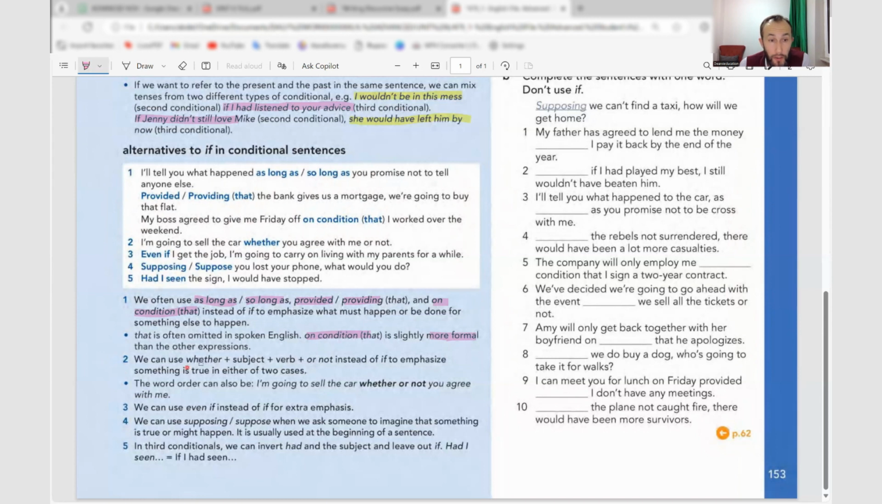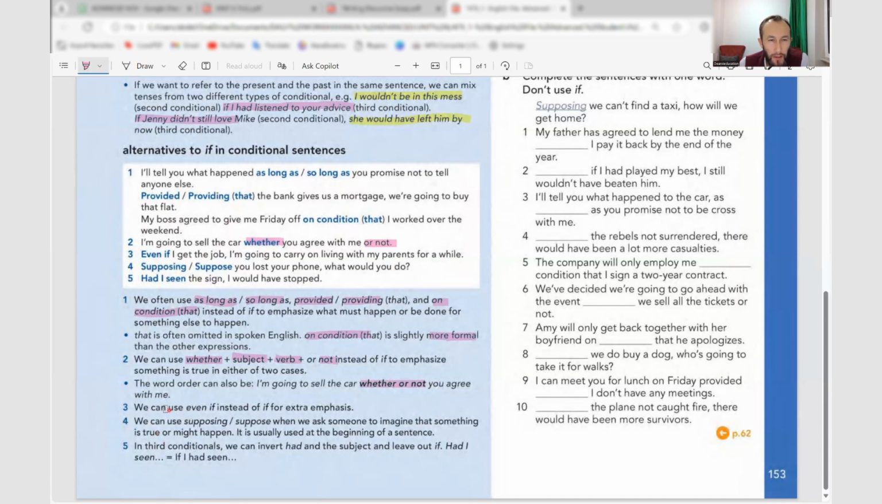Point number two, we can use whether and subject and then verb or not, instead of if, to emphasize something is true in either of two cases. The word order can also be: I'm going to sell the car whether or not you agree with me. I'm going to sell the car whether you agree with me or not. In both cases, I will do it.